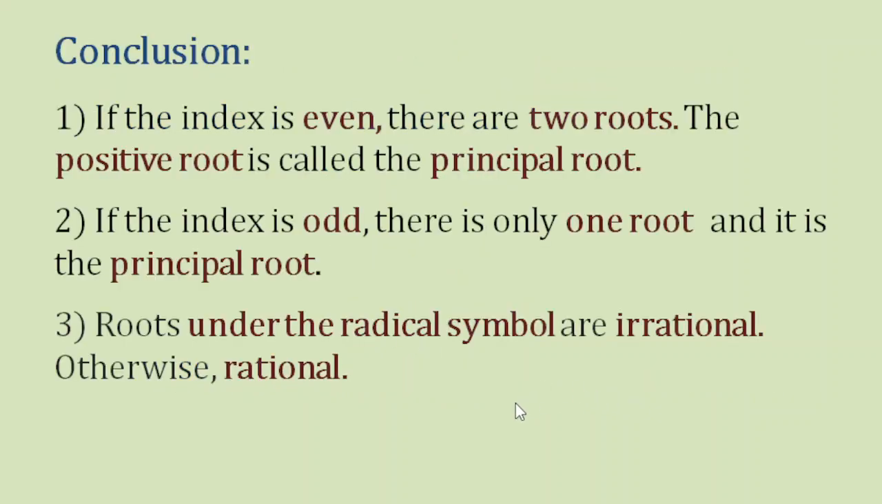Now we have this conclusion. Number 1, if the index is even, there are 2 roots, and the positive root is called the principal root. Number 2, if the index is odd, there is only one root, and it is the principal root. Number 3, roots under the radical symbol are of course irrational, otherwise rational.